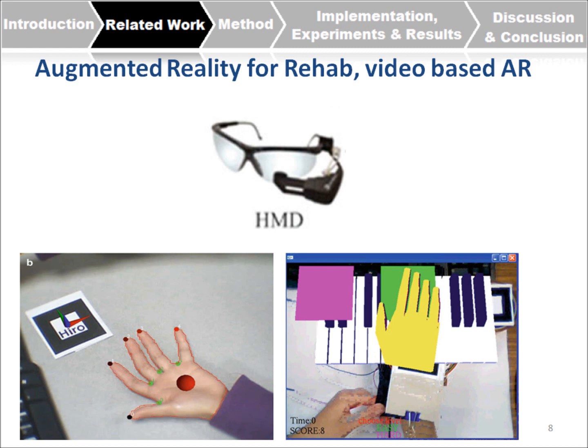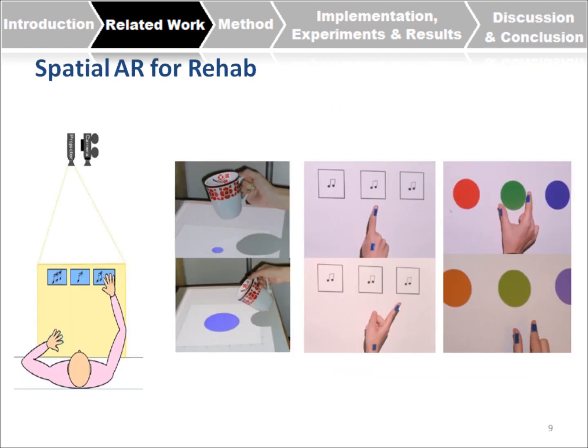So in this case, which is, by the way, another work of ours, for example, in the photo here, you can see a projector projects virtual water. As the subject tilts the mug, the virtual water pours on top of the table, and then in the other photo, the subject points towards those augmented music boxes, and if his or her pointing is correct, those boxes move around, and then they can play music.